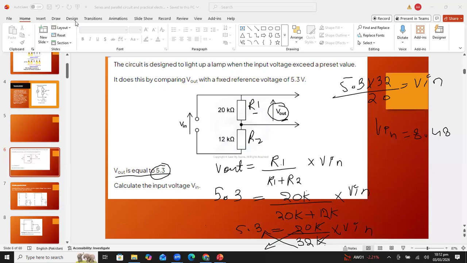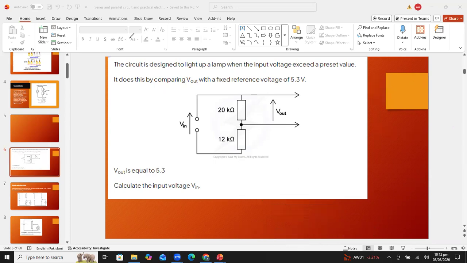All right, Zain. So now you can see, beta, by using the potential divider, just by using only a single formula, we can find the input or output voltage. Otherwise, if you use the series circuit formula, the question will become a little complicated. All right. Now, students, I hope you have understood this thing.